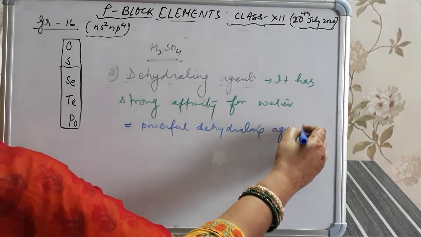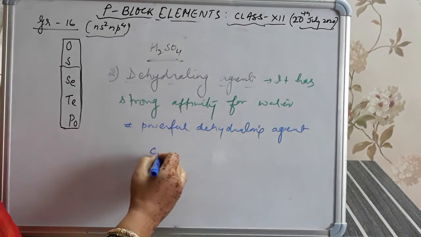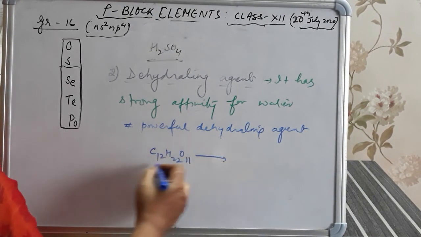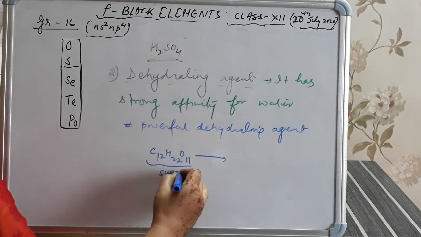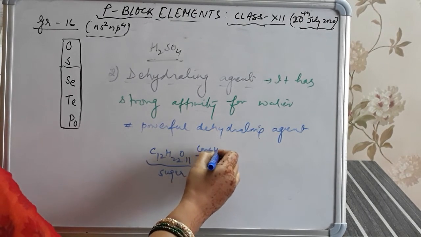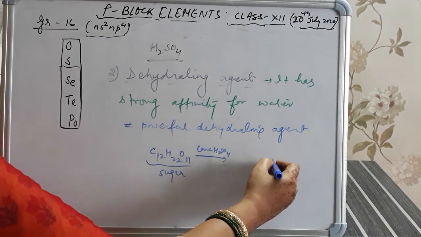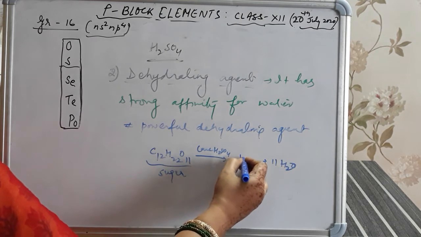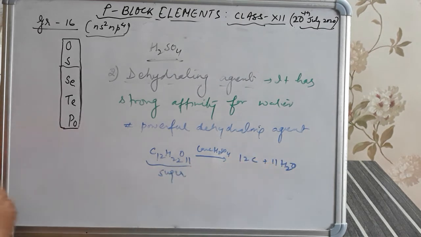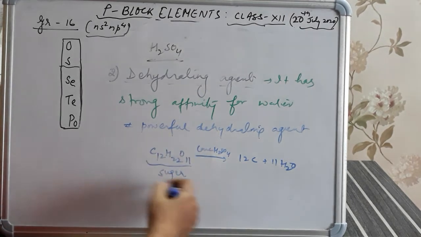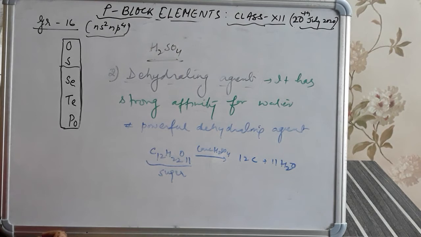Suppose we take C12H22O11, the formula of sugar, and conc H2SO4 is treated with this sugar. All the water molecules are removed first, 11H2O, and now we have black carbon left after this reaction. So this reaction shows that sulfuric acid is dehydrating in nature. In fact, it has a strong dehydrating property.